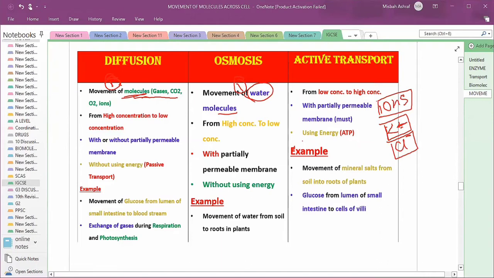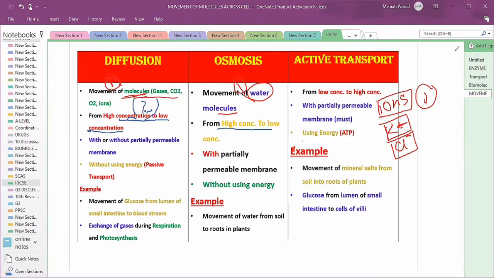And in active transport, you also have to write down that it's the movement of molecules, and in brackets, mention the molecules which move by the process of active transport. So 1 mark is for the molecules which are moving. The second mark in the Cambridge mark scheme is for movement of molecules from higher to lower concentration. You will be given the second mark here.